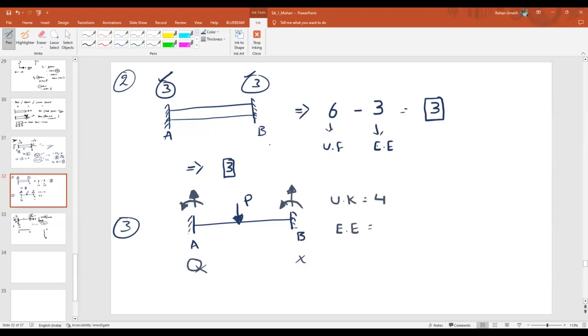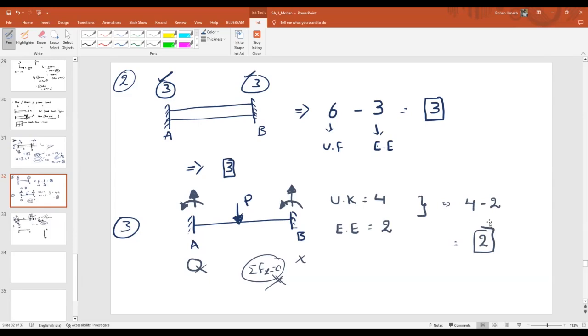Now tell me how many equilibrium equations I have to consider here. 2. Why? Because there are no horizontal or axial forces acting on the system, even if I don't consider summation of x equal to 0, it is automatically satisfied. So I can consider two equilibrium equations. What is the indeterminacy? Unknown forces are 4, equilibrium equations are 2, so the indeterminacy is 2. That means we need 2 extra equations to solve this problem.